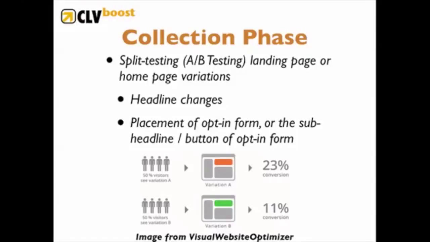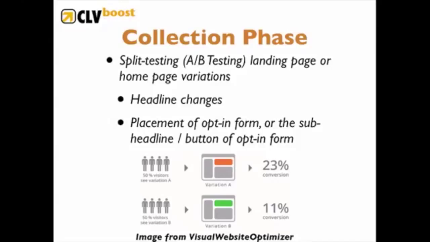So here we can see split testing or A/B testing landing pages or homepage variations is one of the quick go-to tools of improving our conversions on the collection phase. Commonly done here would be headline changes and also placement of the opt-in form and then subheadline and button of the opt-in form itself. So there's a lot of easy to move the needle points of change that we can make on a main website. We can alter the entire format. We can move the opt-in box from one place to another.